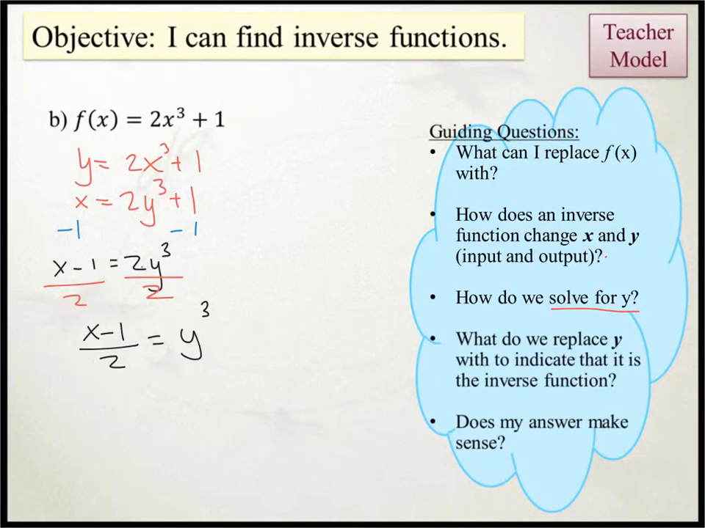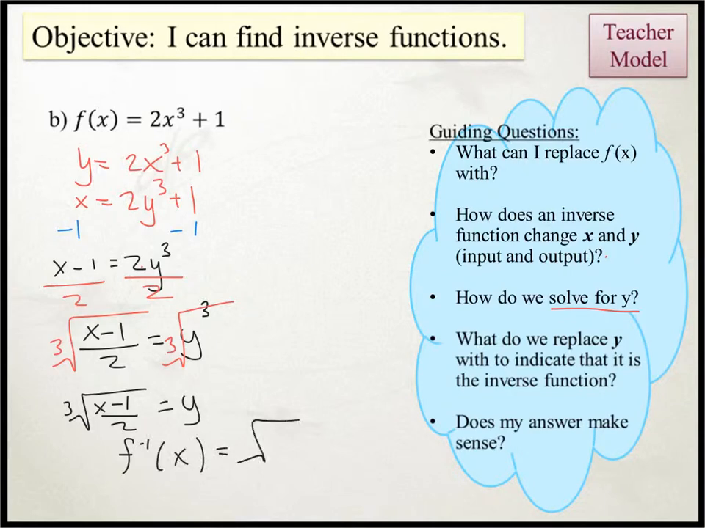And we want to think about what's the opposite of a cube. What's the inverse operation of cube? Well, it is a cube root. So just like squares have a square root, cubes have a cube root. So I have cube root of x minus 1 over 2 equals y. This is actually my answer. It's just that I'm going to write it in function notation before I circle it. So that f of x with that little -1 superscript is just letting your reader know f inverse.